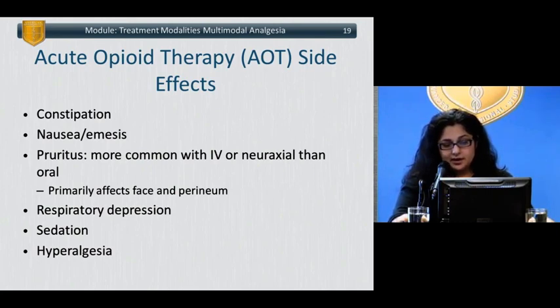Itching is also a common side effect that can occur with opioid therapy. It's more common with intravenous opioids and neuraxial opioids rather than oral opioids.